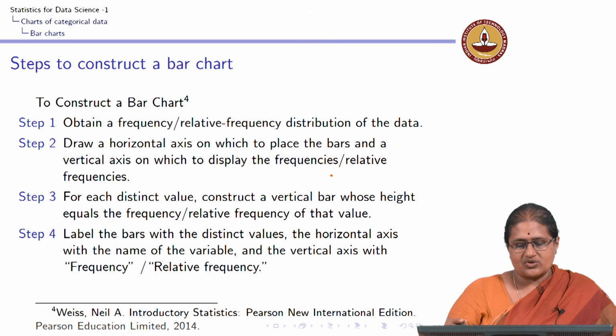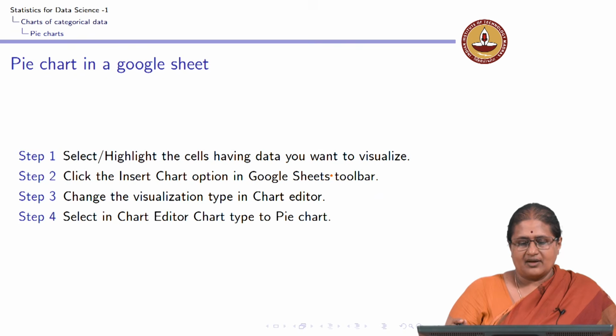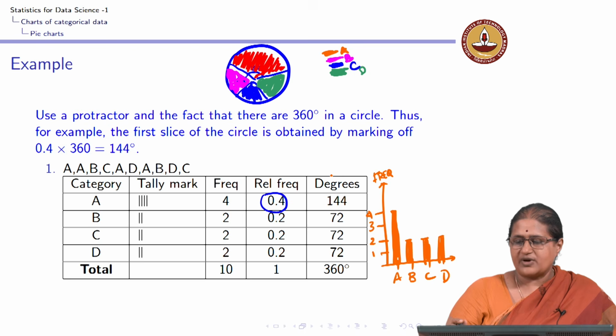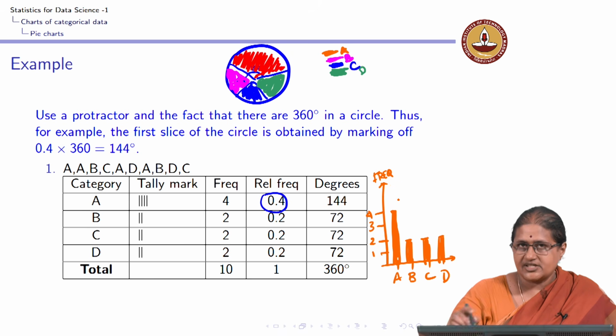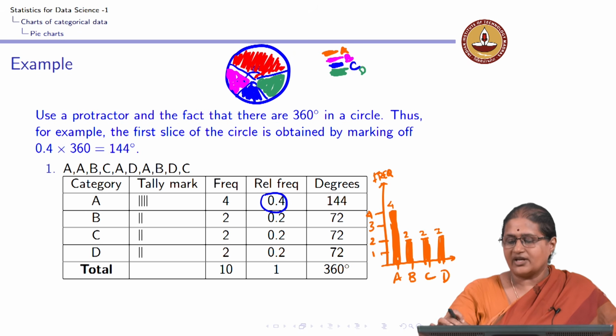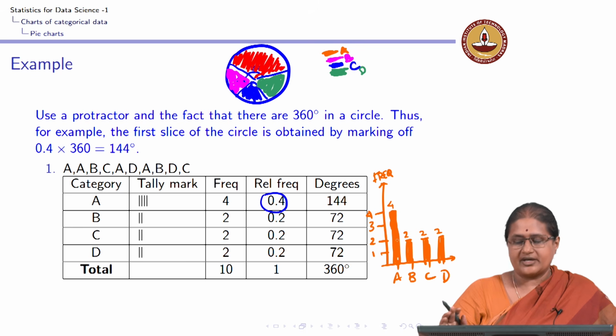Label the bars. I can also annotate these bars. Since I know the counts, just as I wrote the angles and the percentages for a pie chart, I can write a 4 here, a 2 here, a 2 here and a 2 here, which actually gives me the count of the category A in this bar. So, this is a typical bar chart.